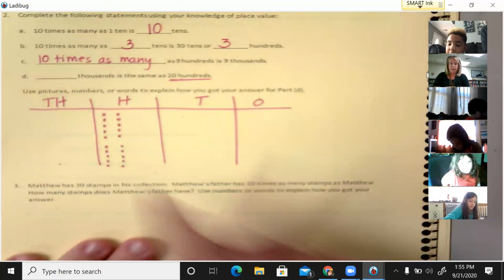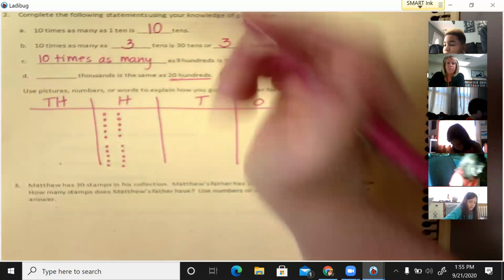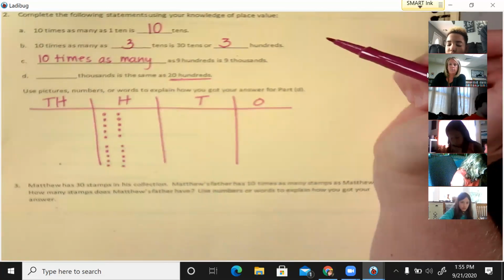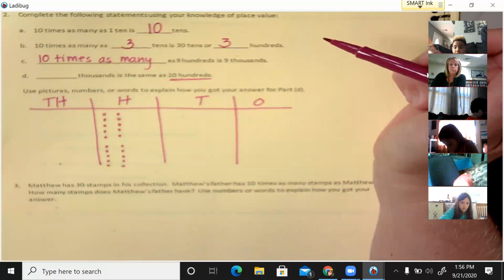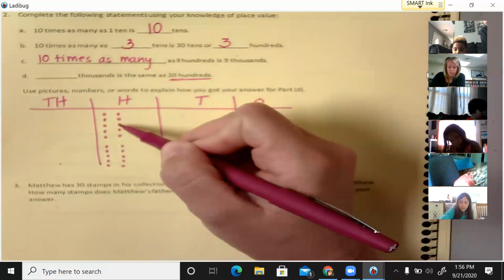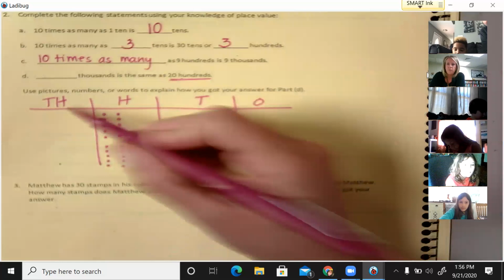Okay, so if I look at my 2 rows here, how many thousands can I make out of my hundreds? How many bundles can I make? What do you think, Sarah? How many bundles of hundreds can I make into thousands?